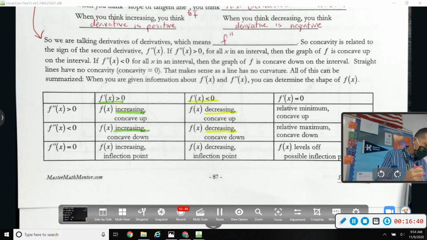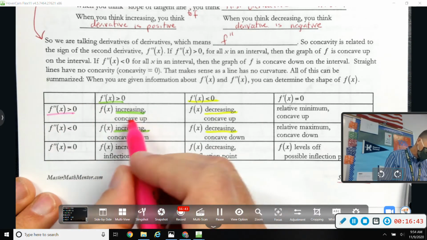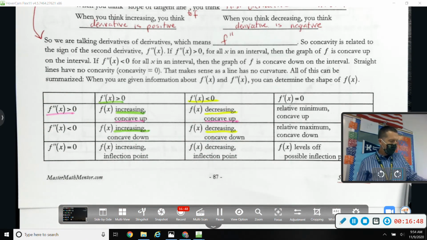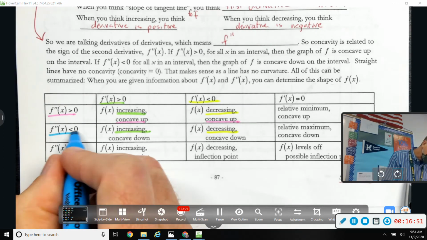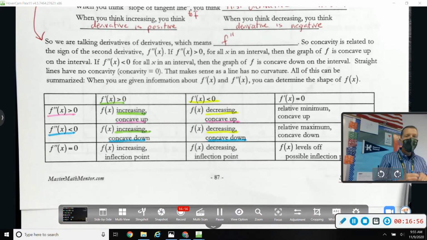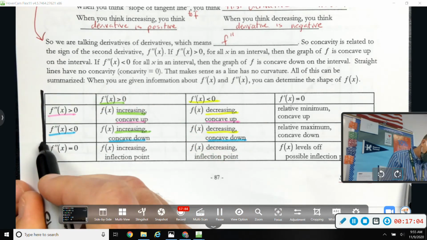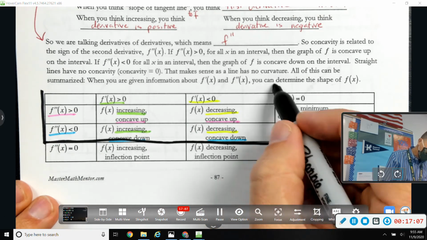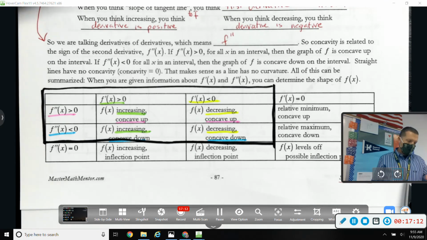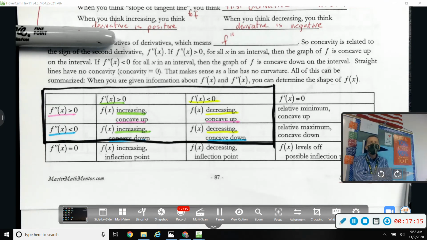Let's do the same with the second derivative. If the second derivative is positive, that means we're concave up. If the second derivative is negative, then we are concave down. We're going to look at this sort of 2 by 2 square before we get to the 3 by 3 square. Because for graphing purposes, this is what's going to help us a lot.